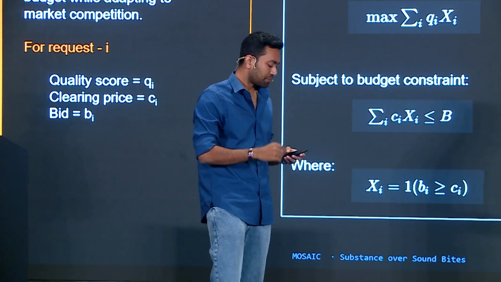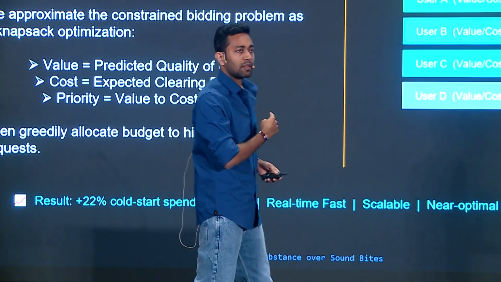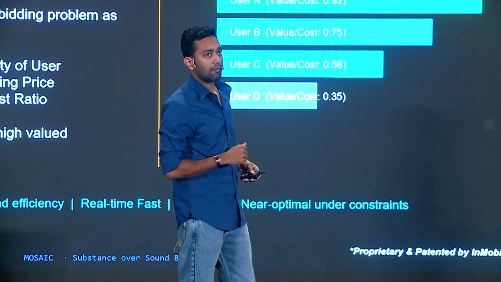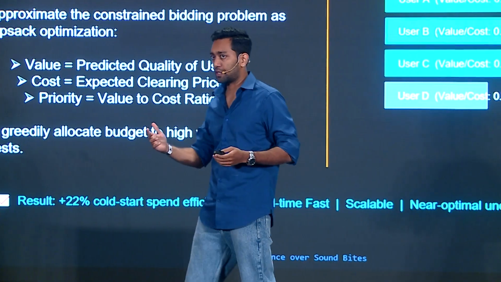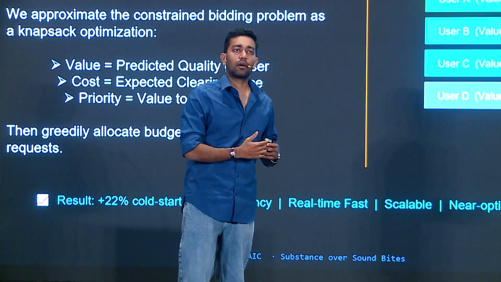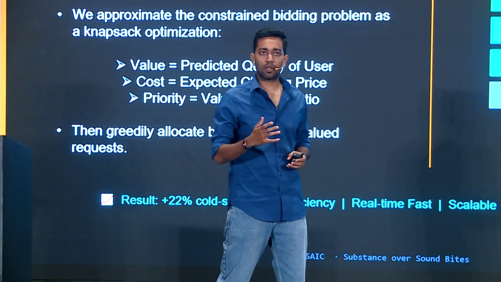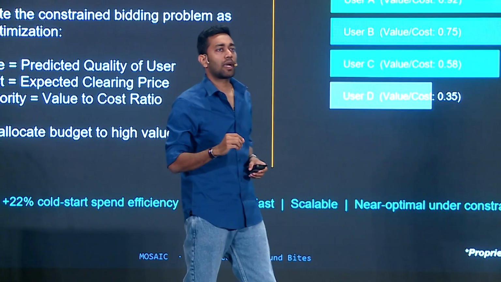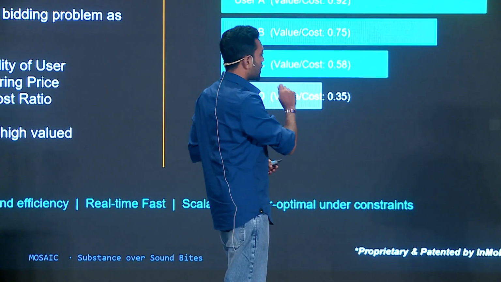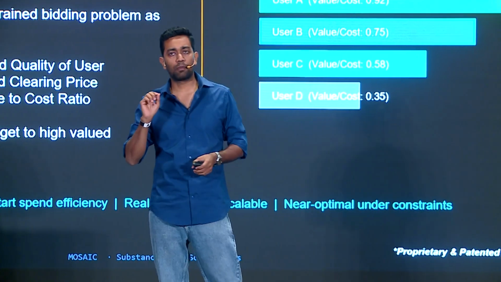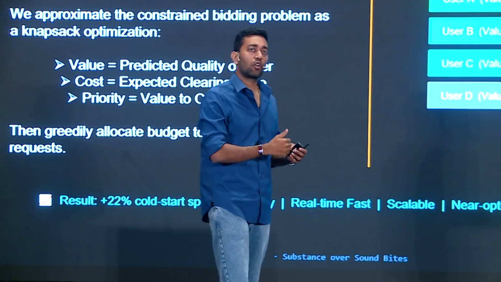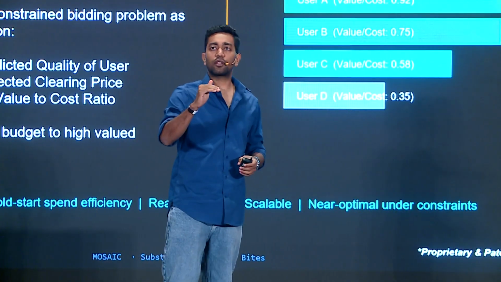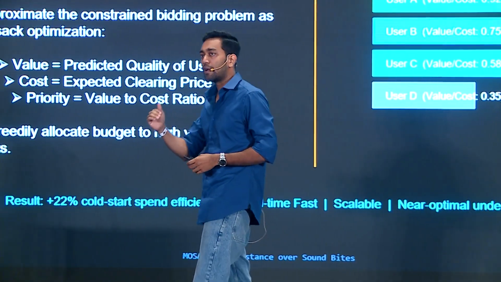Now, this is a simple mathematical formulation that we have, but the problem is this is an NP-hard problem, which means it will not be able to go to production. So we have made this a greedy knapsack approximation problem, where each user gets a predicted value and a cost associated to them, and now the allocation happens based on which user can give me the most value to cost ratio.